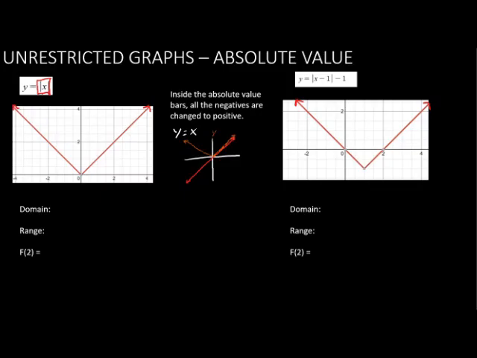Again, it's similar to a parabola, although slightly different, because whereas a parabola's values can end up positive because of the square, these values in the absolute value function end up positive because of the absolute value bars.